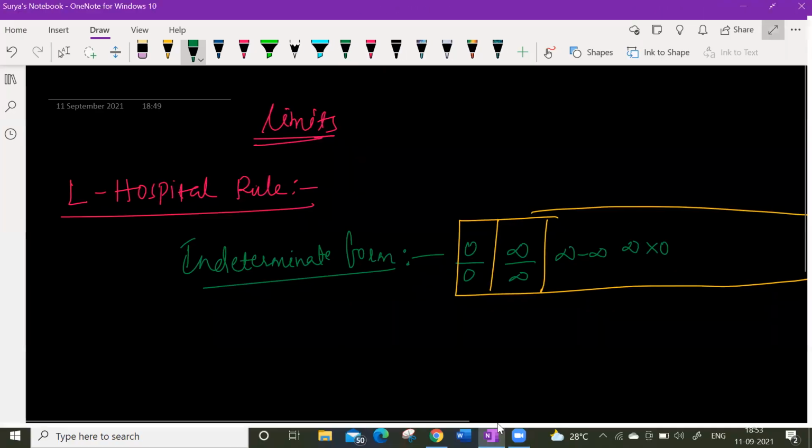One second, let me write clearly. Infinite minus infinite, infinite. Sir, you're not sharing the screen. Oh my goodness. Yes, sir. Yes. Then you should look at this here.